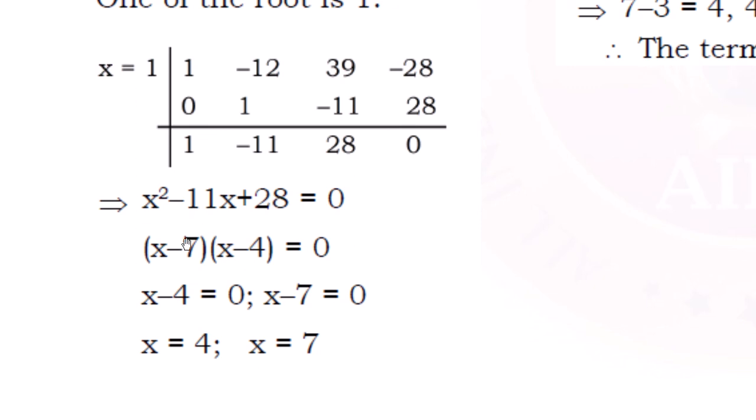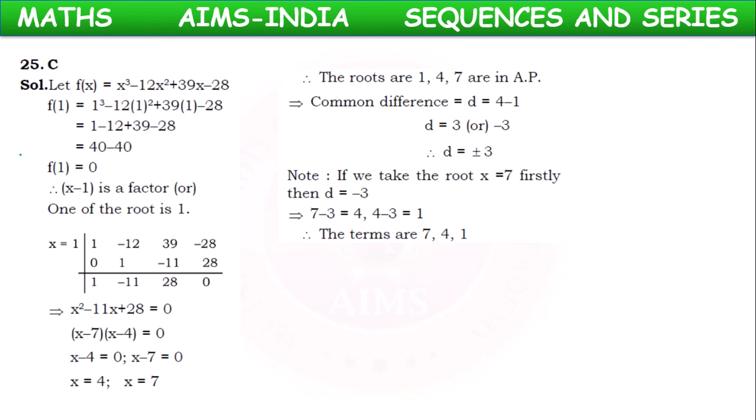So we can take common. After factorization, we will get x minus 7, x minus 4 equal to 0, or x equal to 4, x equal to 7. Like this, we have got three roots. One is x equal to 1, another one is x equal to 4, third one is x equal to 7.